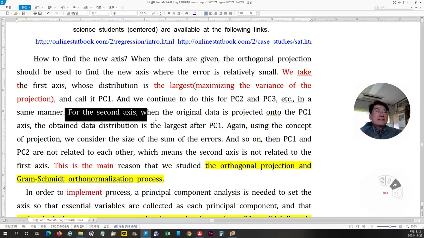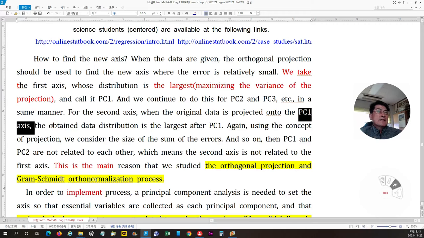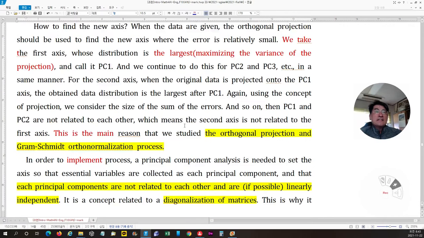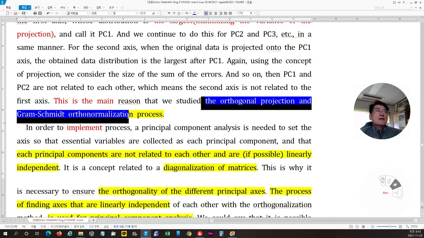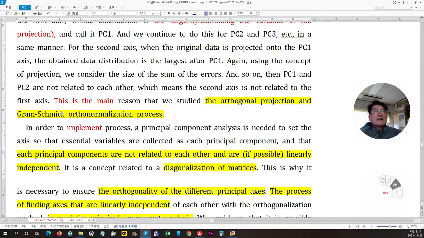For the second axis, when the original data is projected onto the PC1 axis, the obtained data distribution is the largest after PC1. Again, using the concept of projection, we consider the size of the errors, and so on. Then PC1 and PC2 are not related to each other, which means the second axis is not related to the first axis. This is the main reason that we studied the orthogonal projection and Gram-Schmidt orthonormalization process in the earlier chapter 2.